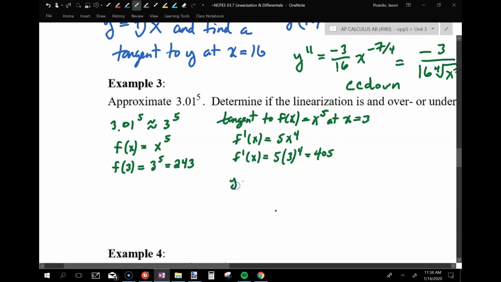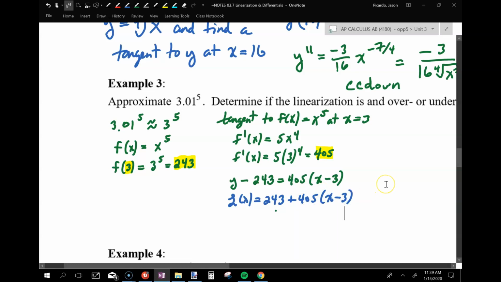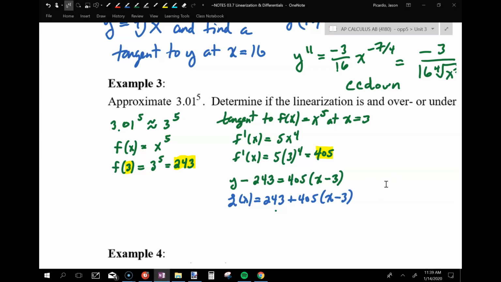Write my equation. Y minus 243 equals 405 times x minus 3. So what I used right there, guys, I used my point of tangency, and I used my slope at that point, right? All right, so let's make it a linearization model. And where do I want to know? I want to know the linearization at 3.01.